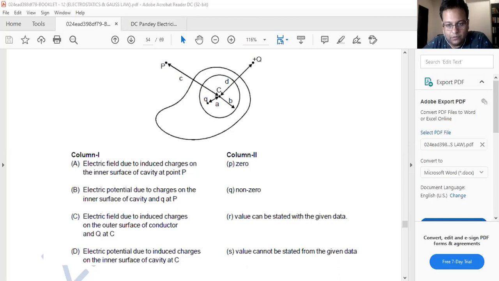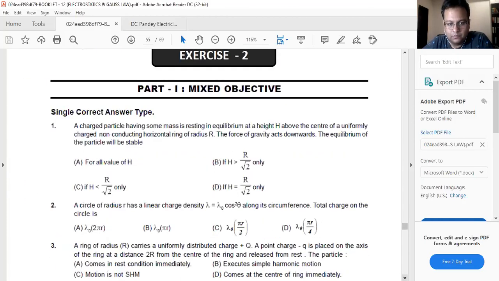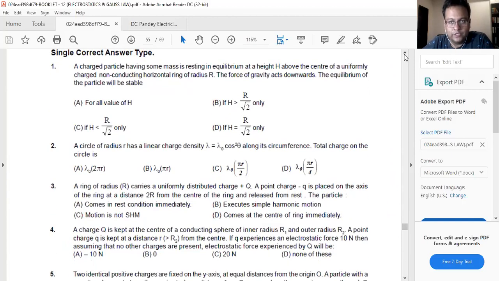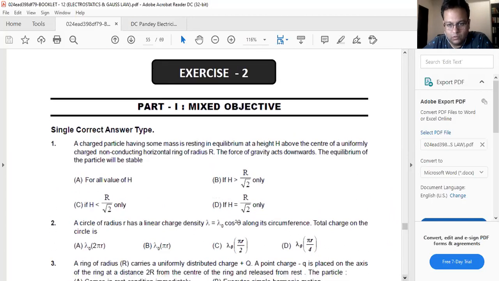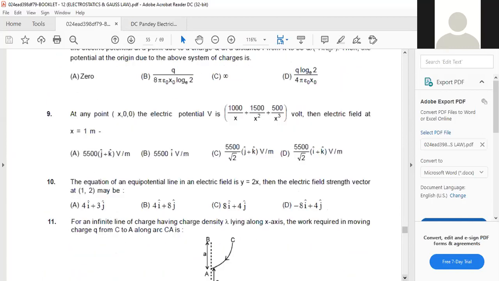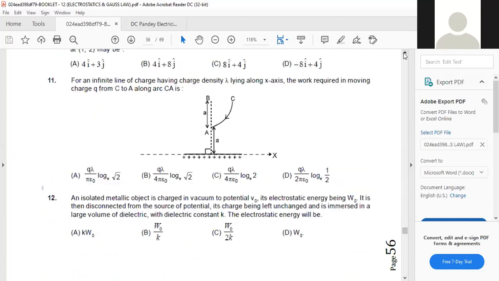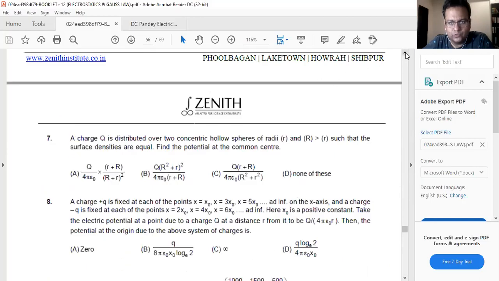Okay, next which question? Any other question from this exercise 2? Or 3. Exercise 2. Let me first shift to DCP and then I'll come back to this exercise 2.